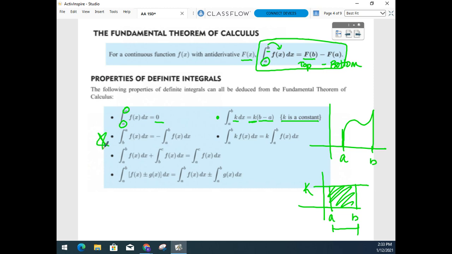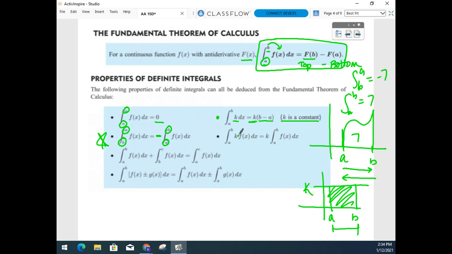This one's important. If the only thing we do is switch the order from A to B to B to A, they're just opposite values. So say this is 7. If I go from A to B, it would be a positive 7. If I go from B to A, it would be a negative 7. When you reverse the order of integration, it just flips the sign.